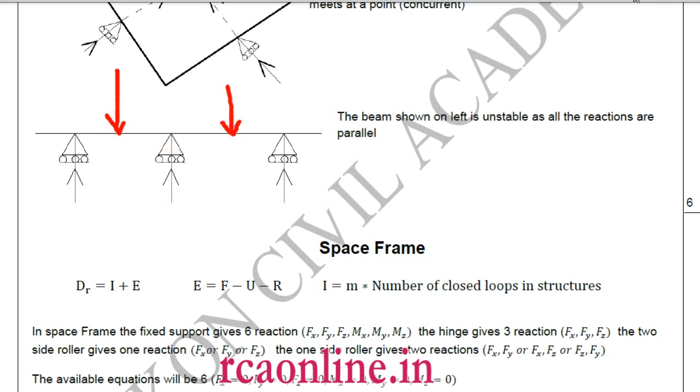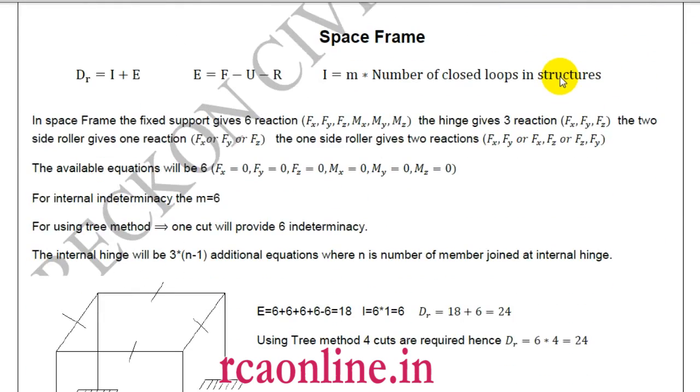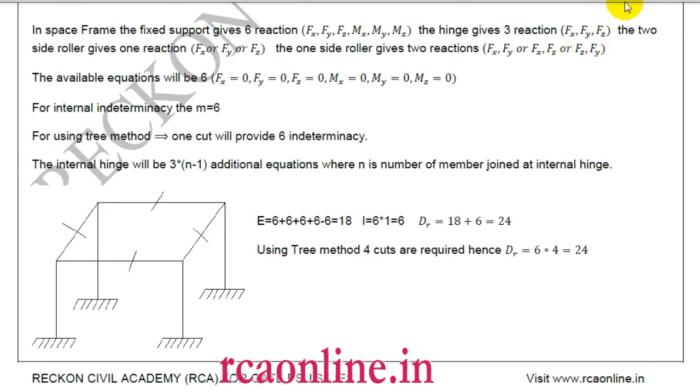Now let us take the space frame. If you have understood 2 dimension, then 3 dimension space frame is very easy to understand. The thing is, for a fixed support, now I have 6 reactions, which are Fx, Fy and Fz, Mx, My and Mz. For hinges, these all 3 moments will become 0.